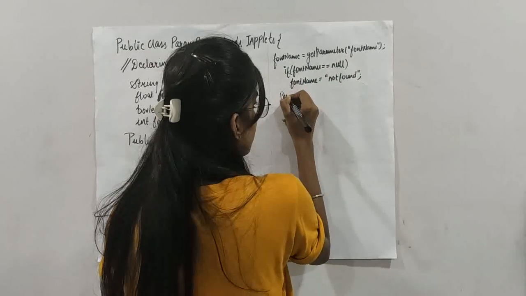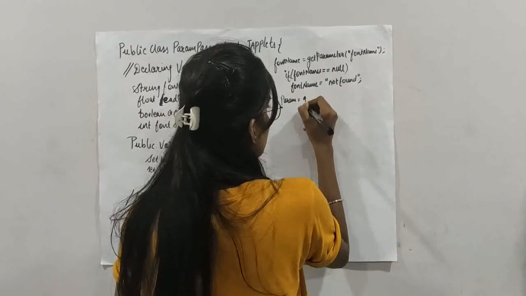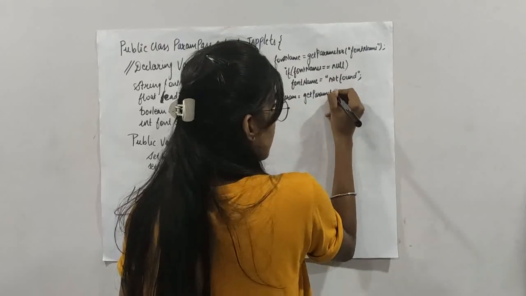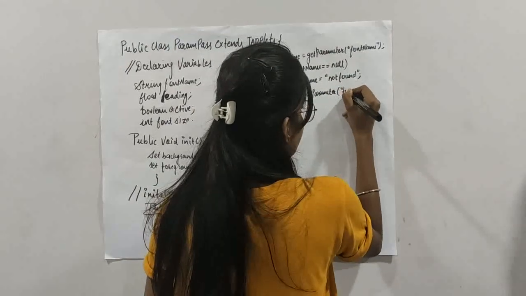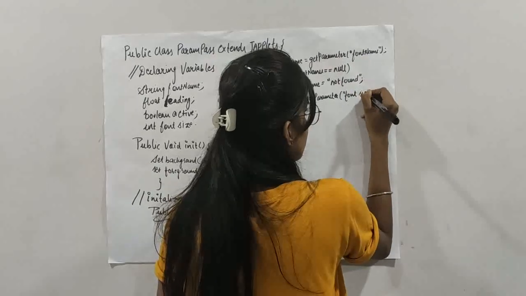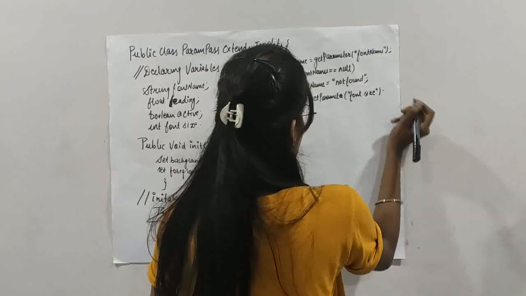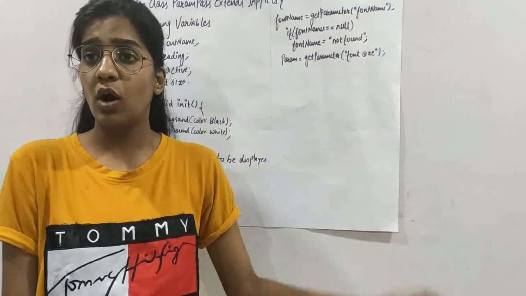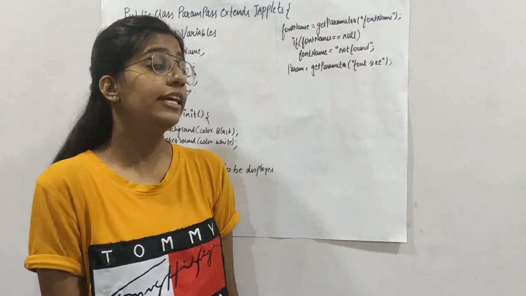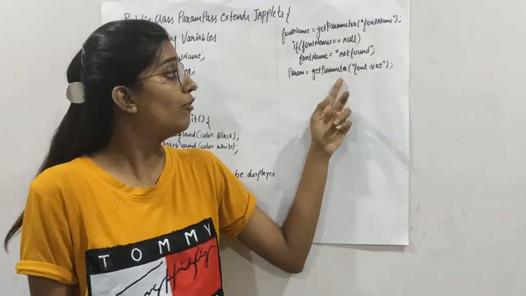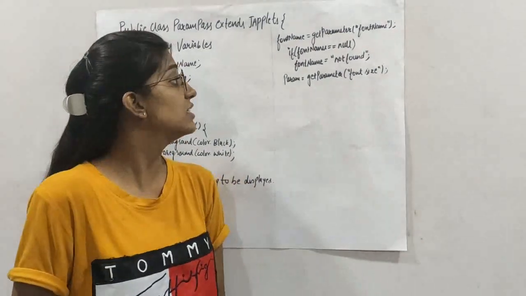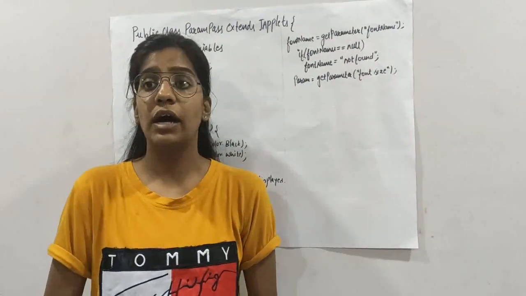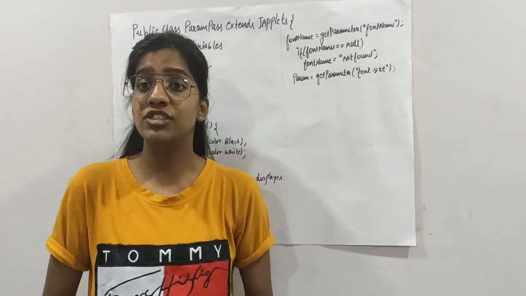Param equals get parameter font size. We are initializing a string named param because the get parameter method returns the value in the form of a string. So we are initializing the string variable called param. The value we fetch from our HTML code is in the form of string.